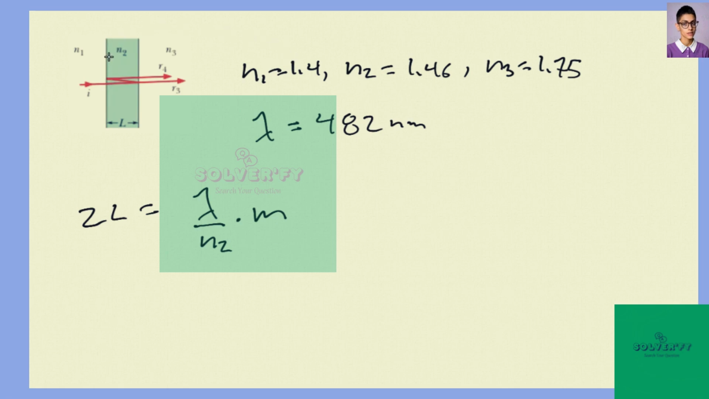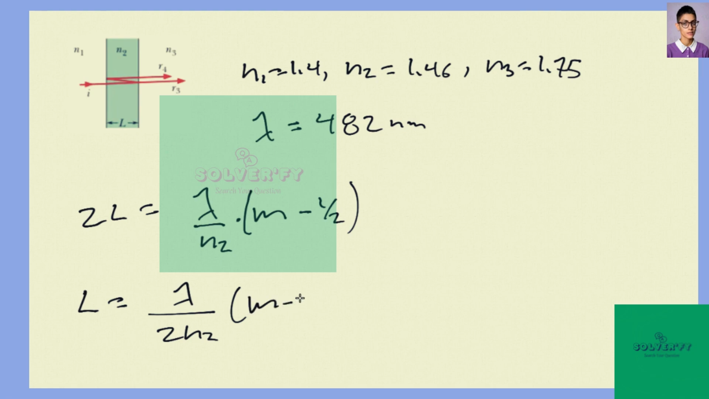When we're going from N2 to N1 on the second reflection here, we're going from a higher to lower index, so there's no phase shift here. So all we have to add is an extra phase shift of half a wavelength, or we can subtract it. It's the same thing. And I'm going to subtract instead of add. So now this equation is correct for constructive interference. And all we have to do is solve for L. So L now is going to be lambda over 2 N2 times m minus 1/2.